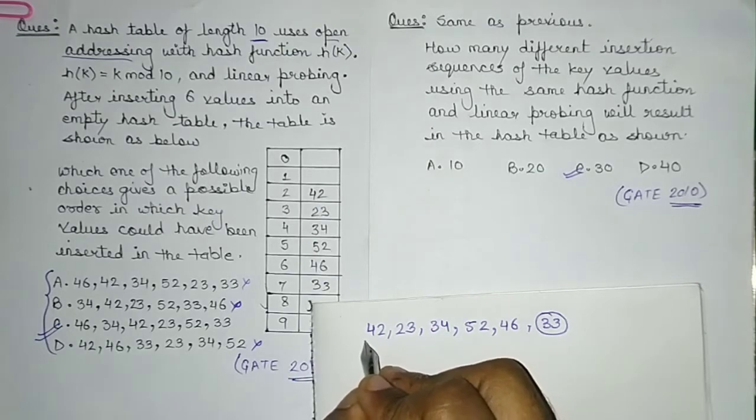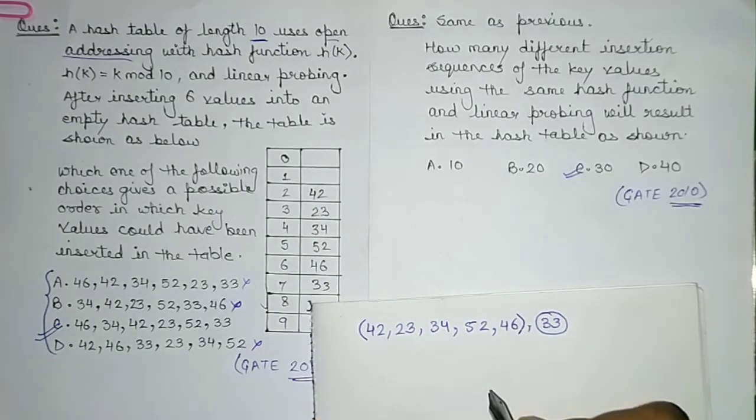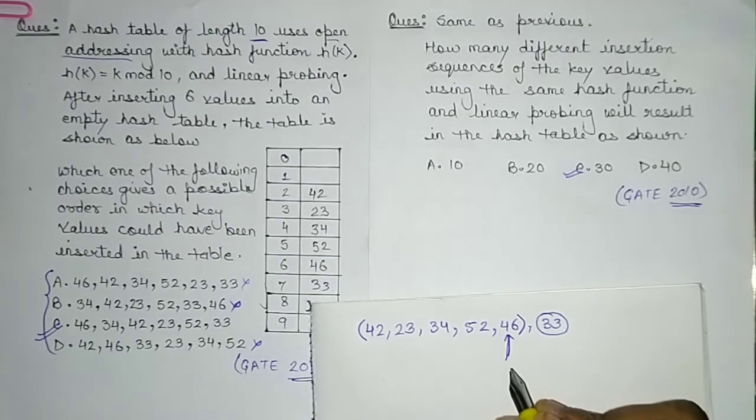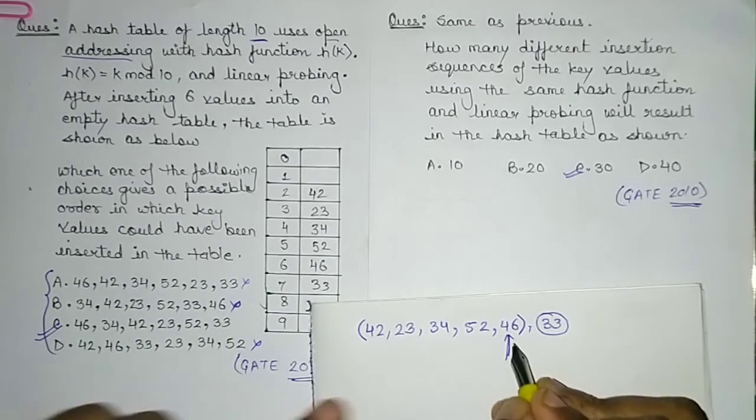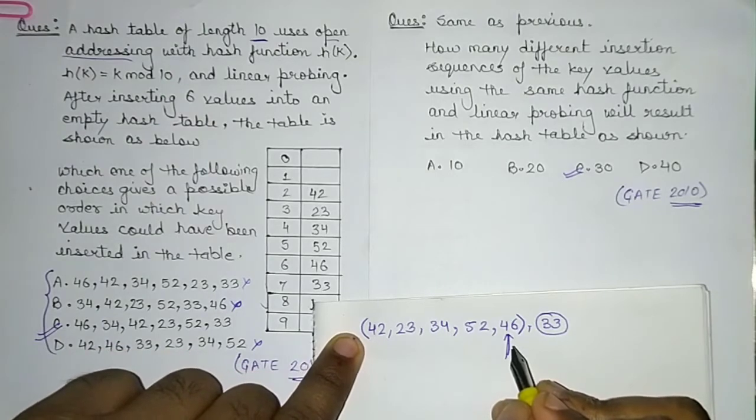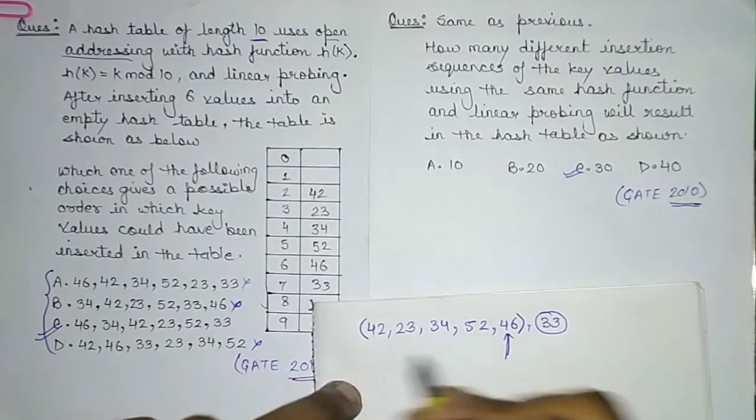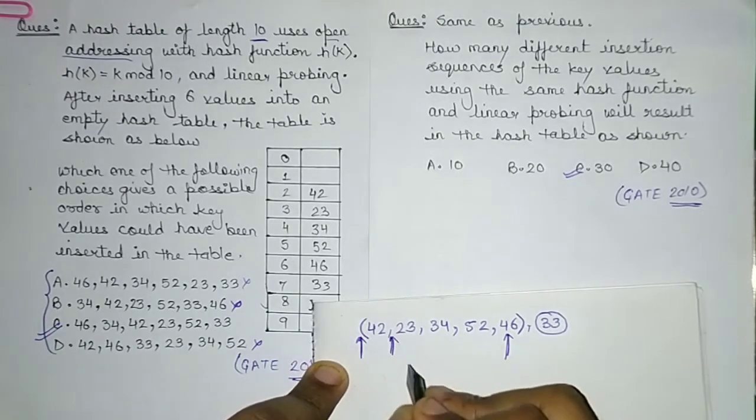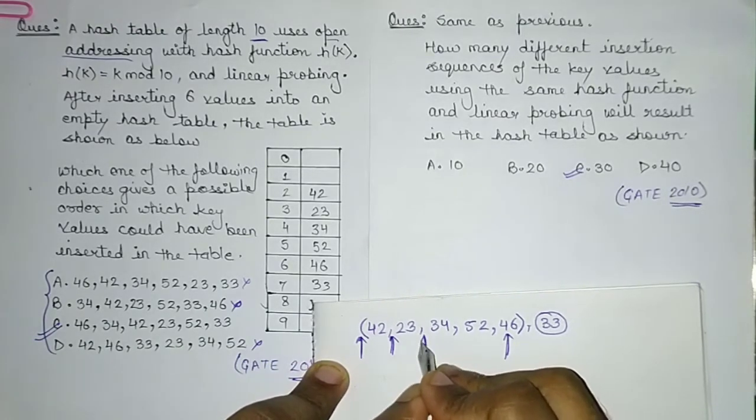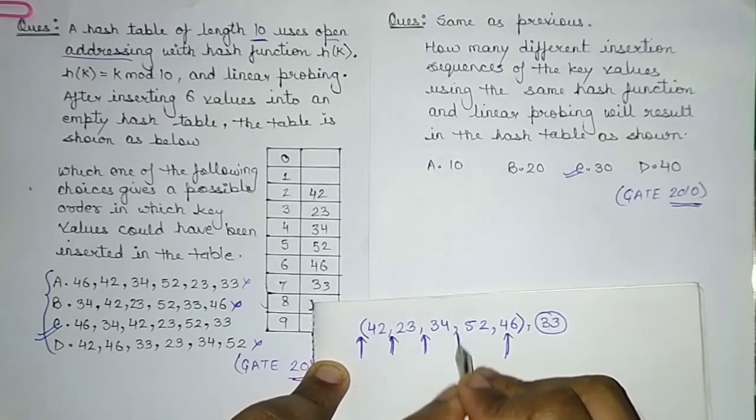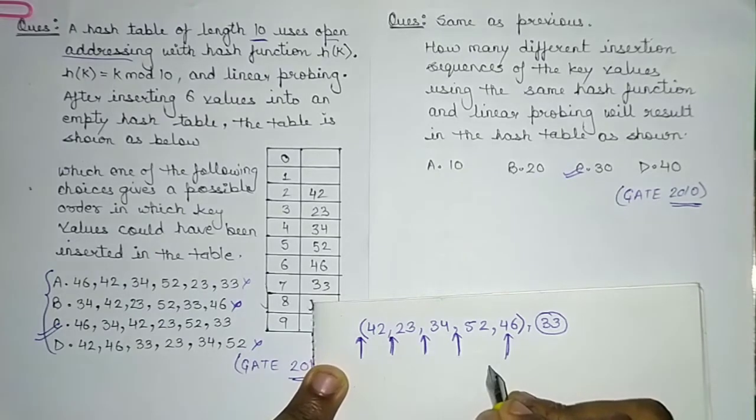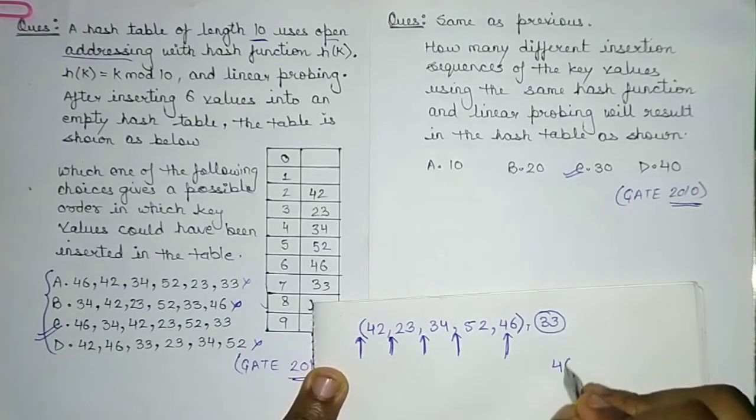That means here we are left with these 5 values. Among these 5 values, this 46 can be inserted in any order. It can be inserted the first time, or after 42, after 23, after 34, and after 52. So to insert 46 we have 5 ways.